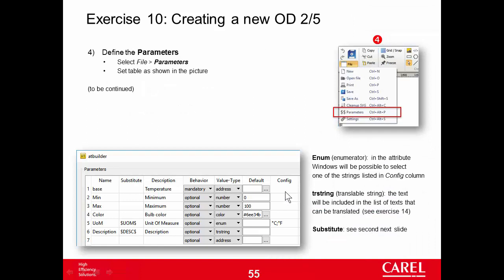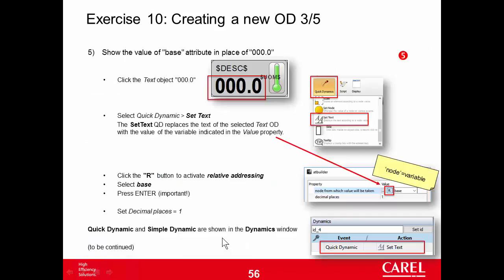After that we created the parameters, so five parameters, created this one, included the substitute, and we defined if the parameter is mandatory or optional, the type: address is variable, a simple number, a color, enum, that is we will choose between these two options, that is a translatable string. Okay, finish.